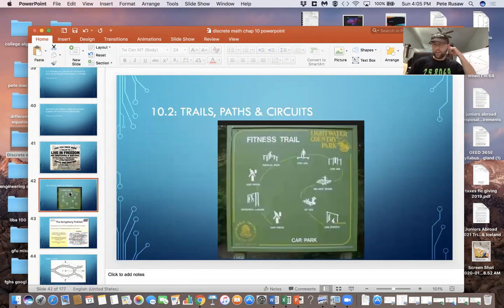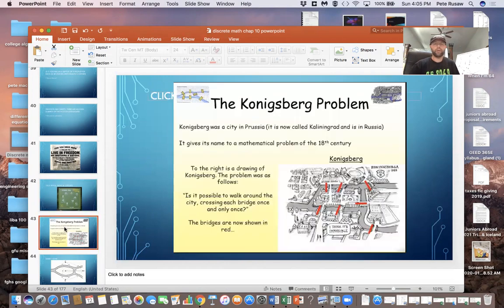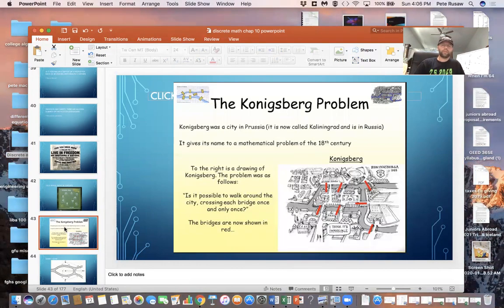Okay, let's talk about trails, paths, and circuits. We're talking about movement within a graph, particular kinds of movement, and how that might be useful in different scenarios. It starts out by looking at the Königsberg Bridge problem, a famous 18th century problem that Euler was trying to solve. I think he probably solved it in about 3 seconds. But there were these bridges in this city in Prussia, Königsberg.